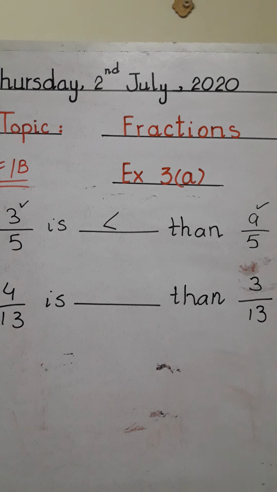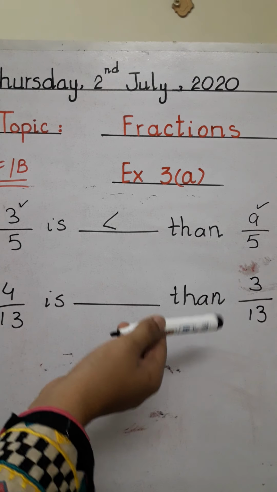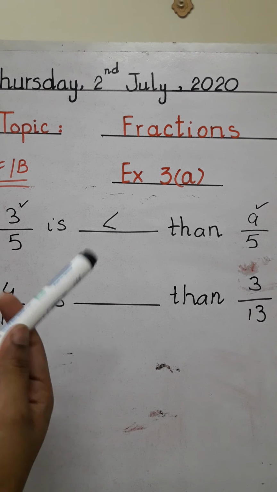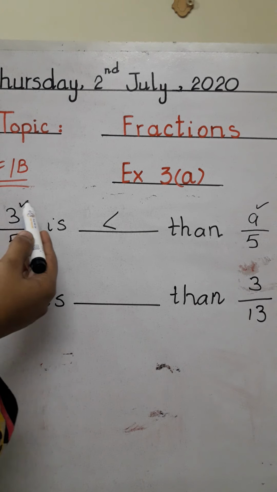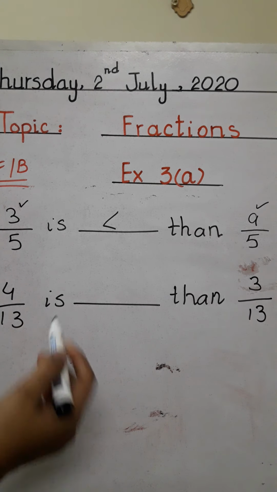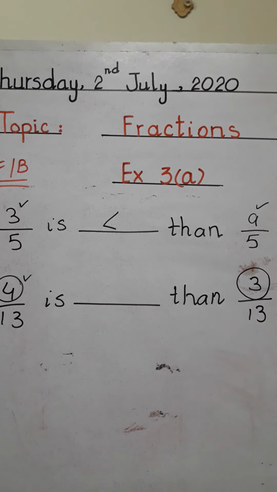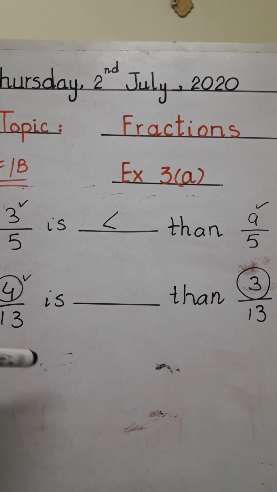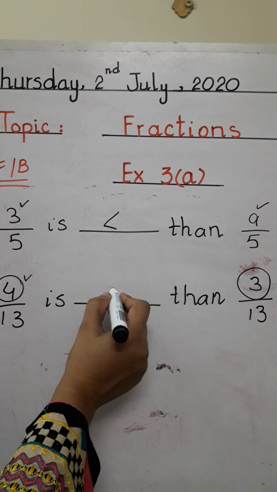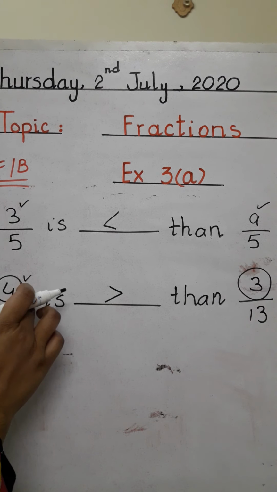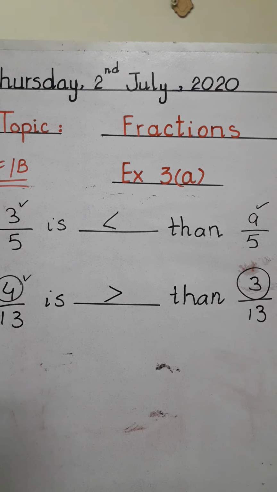Okay, then move to the next, number 5. So 4 by 13 is dash, then 3 by 13. This is also the like fraction. So again, as you saw the numerators in the above question, here you will also see the numerator. Here is the 4 and here is the 3. So which is the greater, 4 or 3? You can see 4 is greater, so that is the greater number, and that is the smaller number. I hope you understand this fill in the blanks. So students, do it in your book.